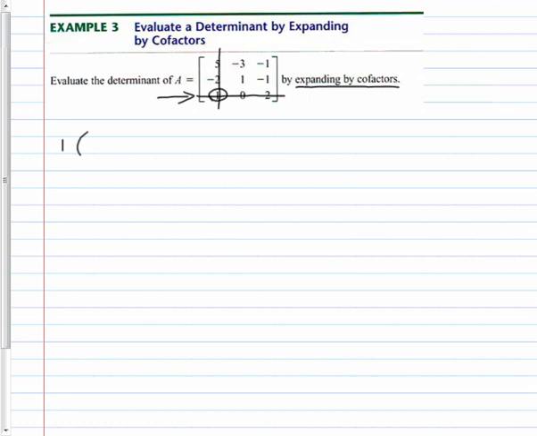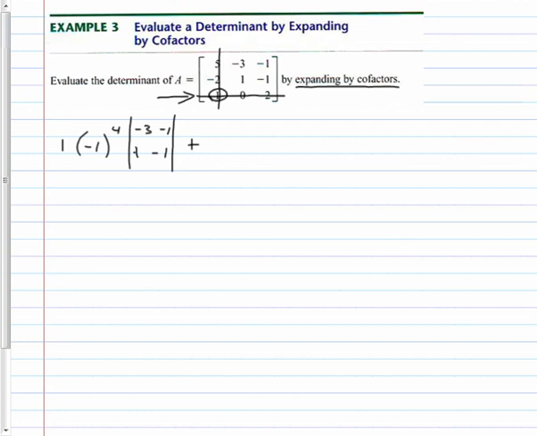And then the cofactor, negative 1 raised to the, what row and column is this? Row 3, column 1. 3 plus 1 is 4. Raise it to the 4th. Times the determinant of the minor that is left. Negative 3, 1. Negative 3, negative 1. 1, negative 1.